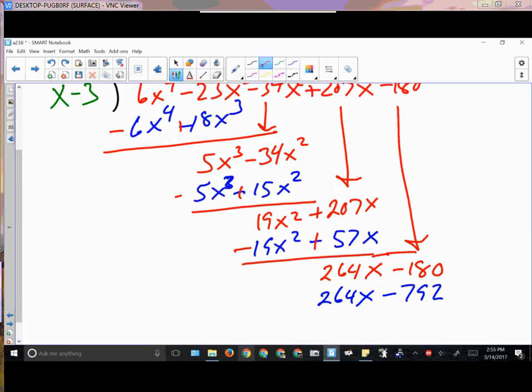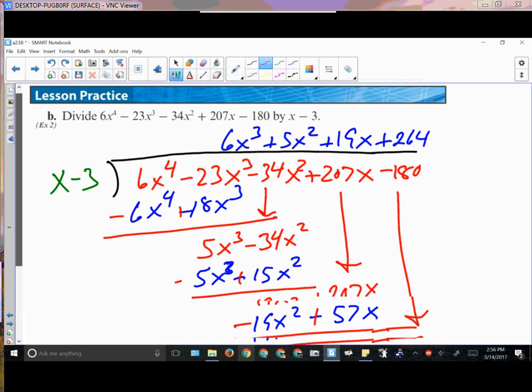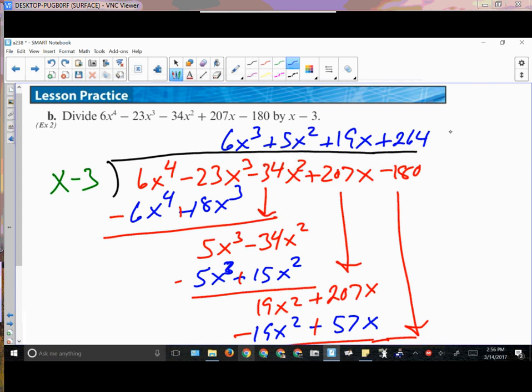Change the signs, subtract, add, and we end up with 612. So, in the end, what we end up with is plus 612 over x minus 3. Just follow the pattern and we don't have to worry about it too much.